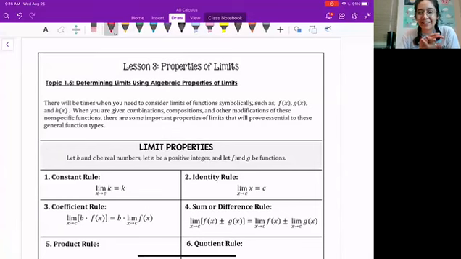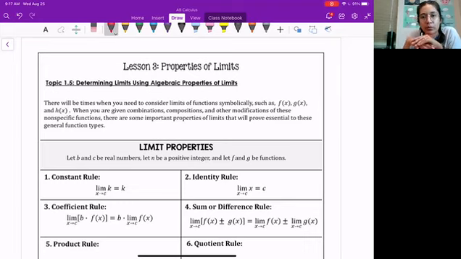Alright, guys, another day of calculus. We're still focusing on limits today, so we're going to be learning properties of limits. Yesterday when we talked about limits, they were all limits in simplest form: limit as x approaches whatever for the function.